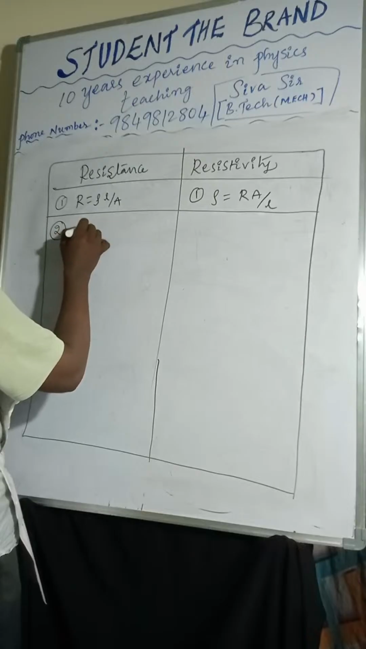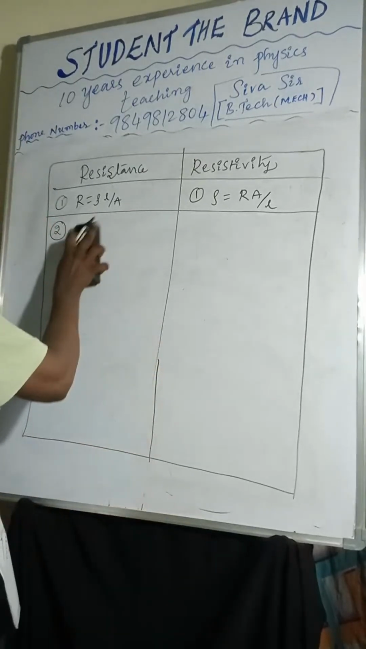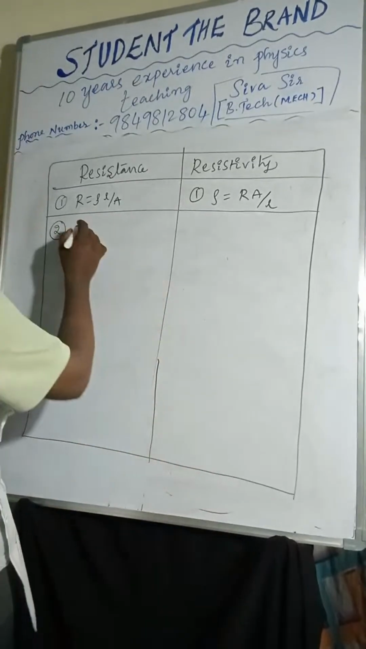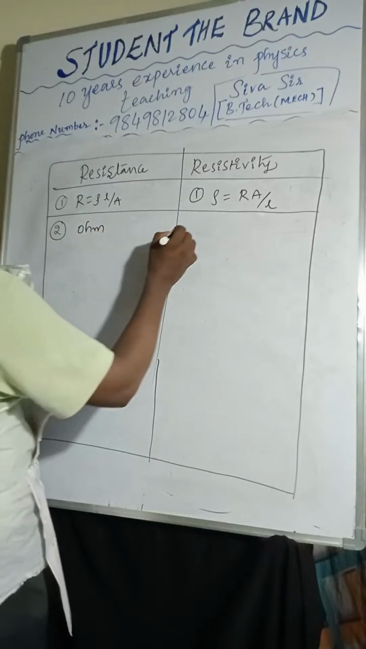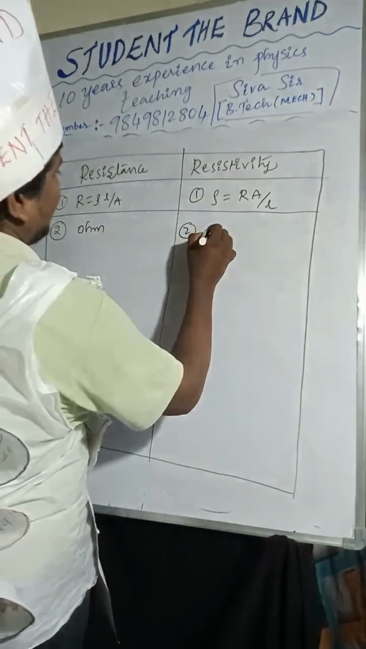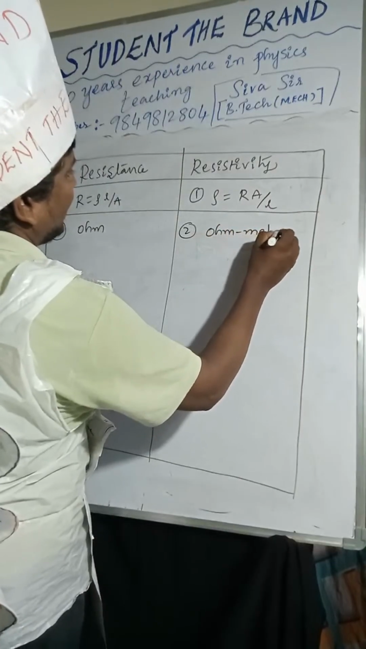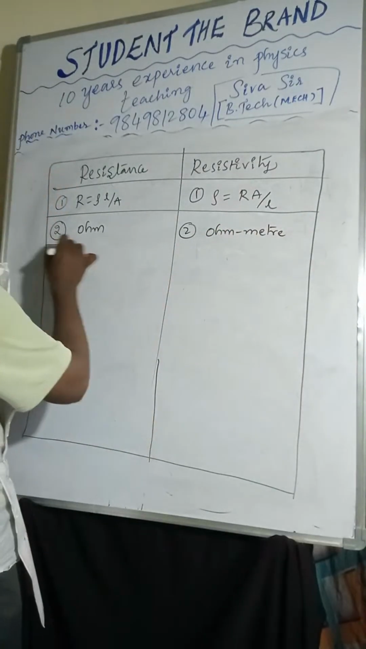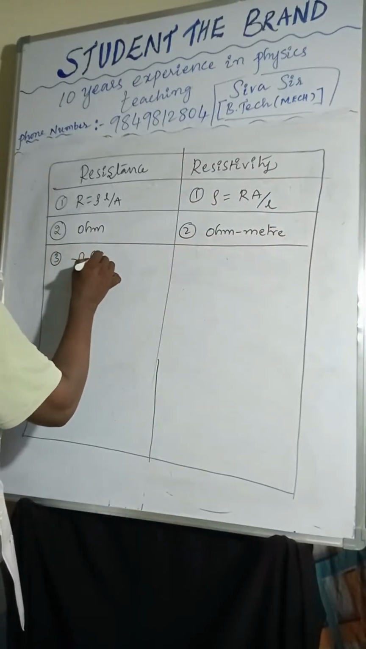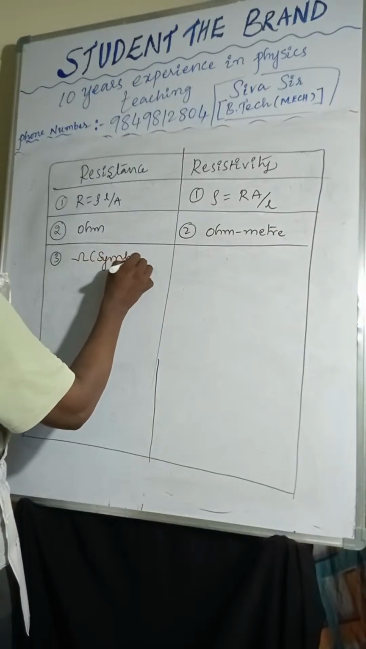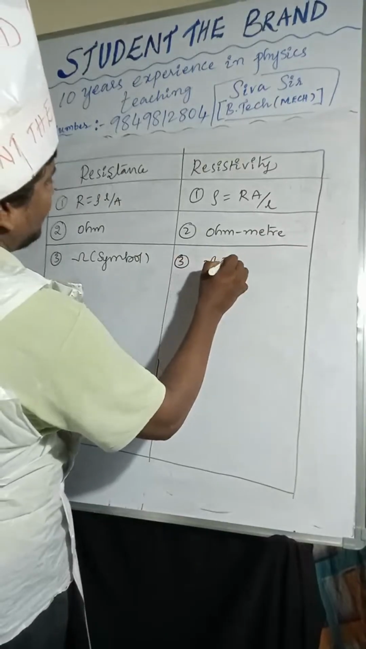The SI unit of resistance is ohm. And the symbols they will ask separately here. The SI unit of resistivity is ohm meter. If you are taking the symbol, the symbol of resistance is ohm, and the symbol of resistivity is ohm meter.